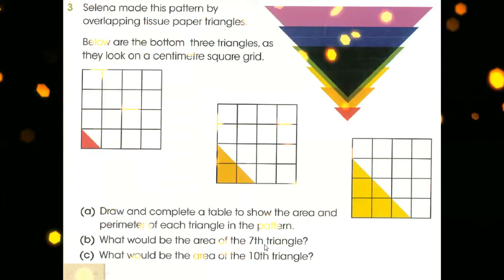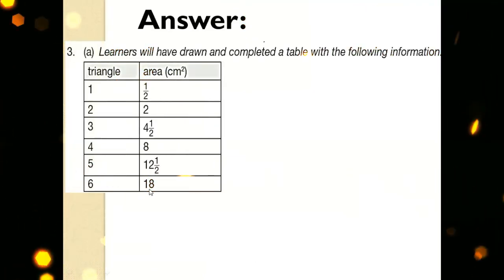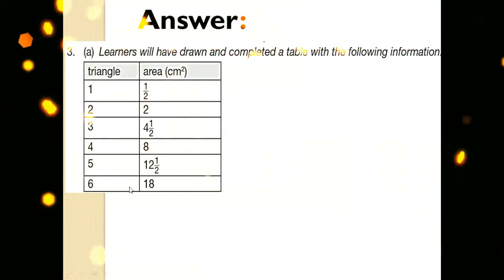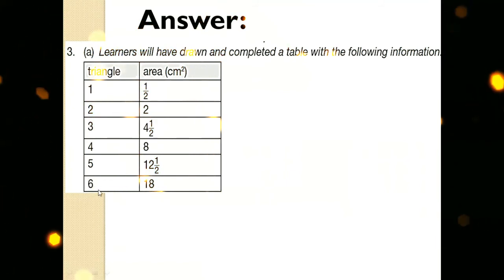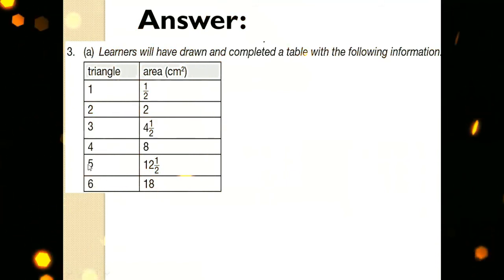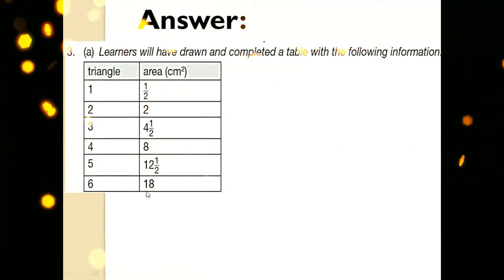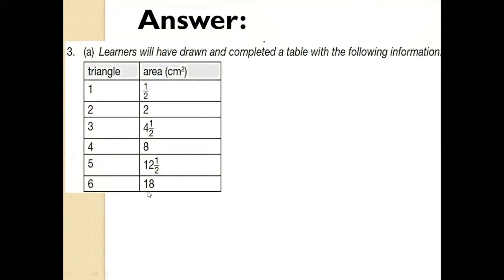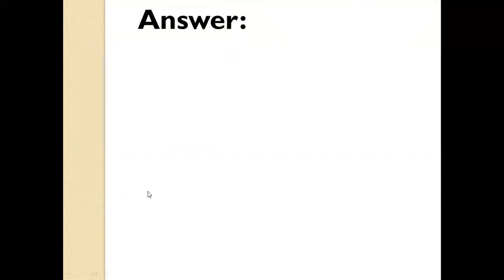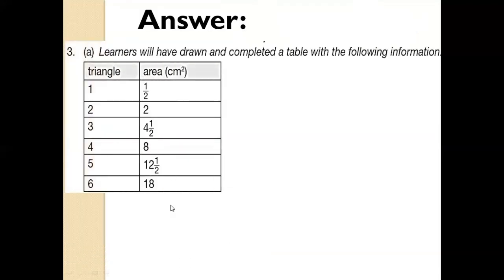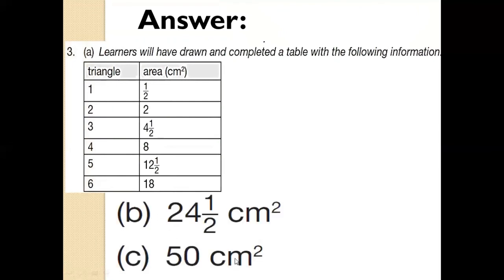Now what is the seventh? We have only the sixth here. Look at here. Here is 4.5. Here is 5.5. When I add 5.5, now when 6 comes, and when 7 comes, I'm adding 6.5. If you are adding 6.5, what is the answer? Exactly, it's 24.5. Now, what would be the area of the 10th triangle? As it is the same, you find the others, and you will get your answer, 50 centimeters square. So I hope it's easy and you are understanding.